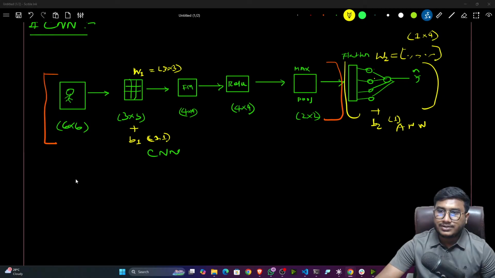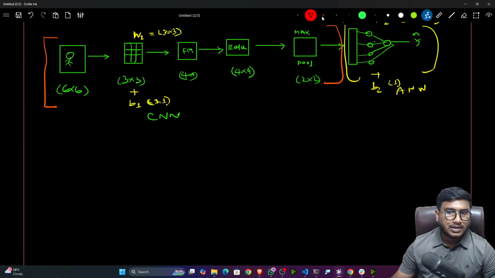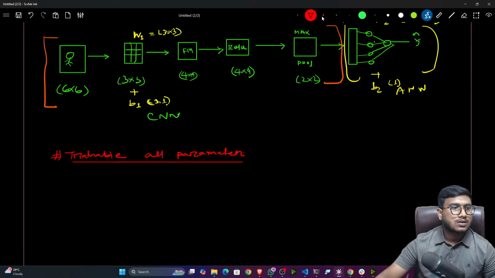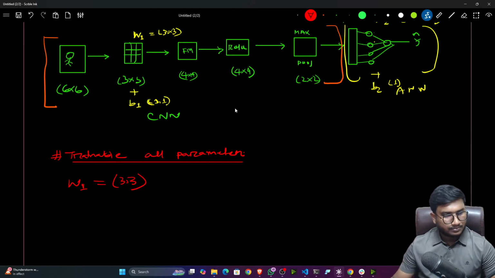Now let's try to identify the trainable parameters in this architecture. So let me just write here: all trainable parameters. Here the trainable parameters you have are W1, because these are the filters you are using, and this is a weight. So W1 is equal to a 3 cross 3 matrix.